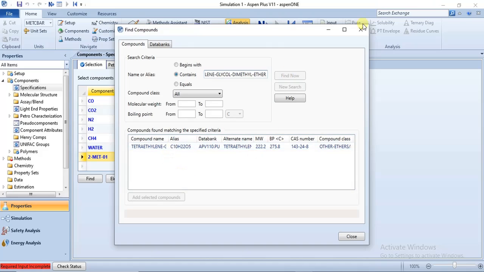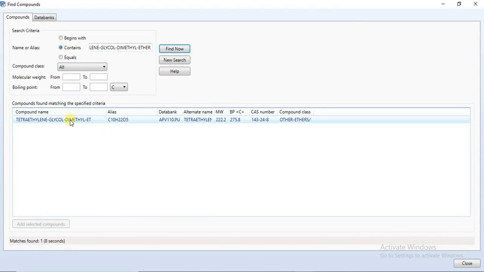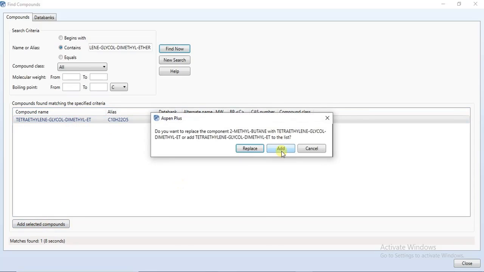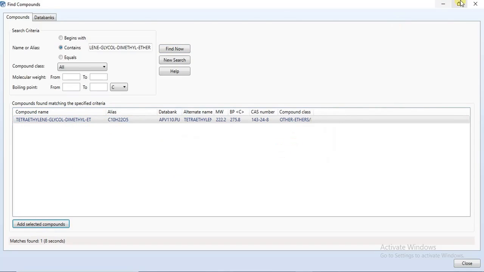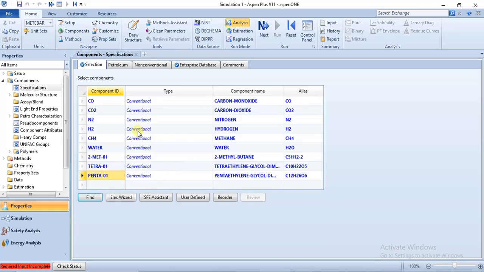So this is it. Let's increase the size of this. Yeah, so this is the compound. You highlight it, then click on add selected compound, then you click add, right? So it has automatically been added to the component list. We'll do the same thing for the second one. At this point, we are done with adding the components from the problem statement.